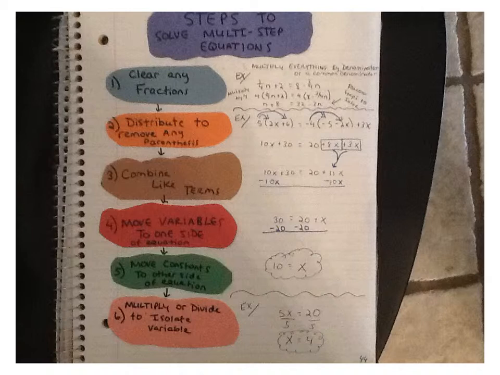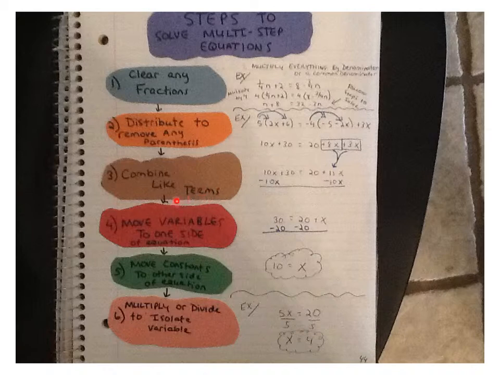So you'll have a title, and I use colored paper to cut out to do this. I would like for you to do the same, make it nice and colorful. So you have steps to solving, then you've got 6 steps here. The first step is clearing any fractions, and I'll talk to you about that in a minute. The second step is to distribute, to remove any parentheses, that's what that says.